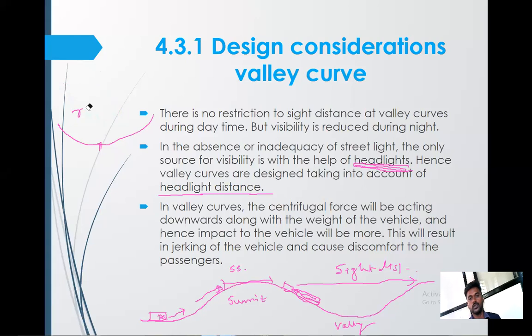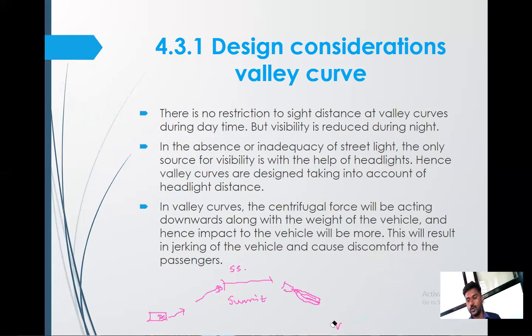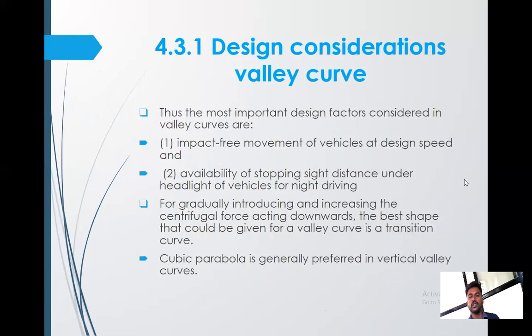I will move forward. So this is regarding the valley curve and the important criteria we need to consider while designing it. Designing the valley curve means we have to decide the length of the curve, and for this we go with two conditions. The most important design considerations in valley curves are impact-free movement of the vehicle, that is, the passenger should not feel jerks, and availability of the stopping sight distance under the headlight of the vehicle for the night driver.